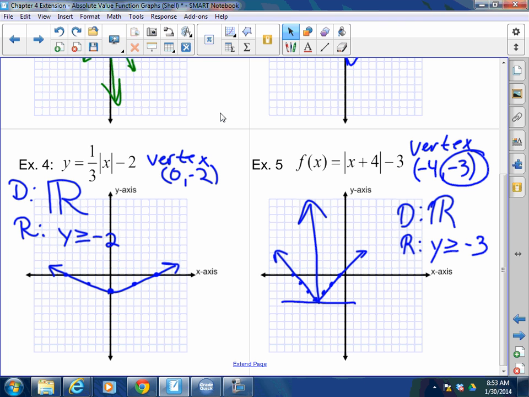The question was, are there a certain amount of points that you want? I want at least 2 points to the right of the vertex, and I want at least 2 points to the left of the vertex. So I have 5 points in total. The vertex, 2 to the right, and 2 to the left. Thank you, sir. Great question.